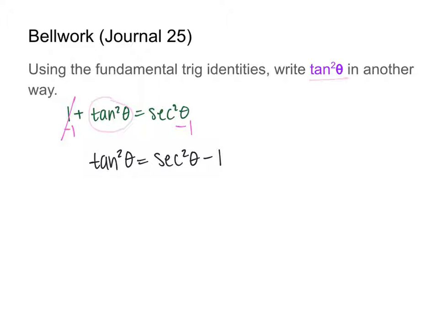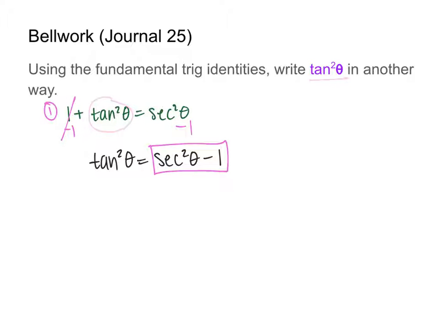So I can say that tangent squared is equal to secant squared minus 1 is one way, okay? So this one would be my first response.